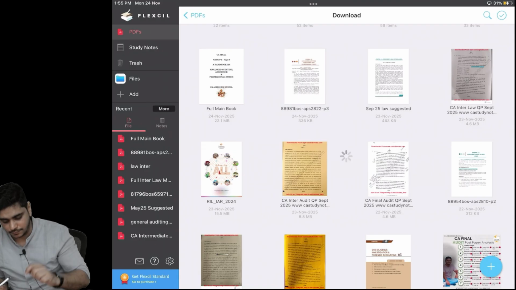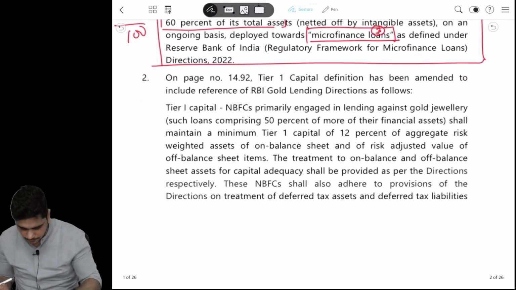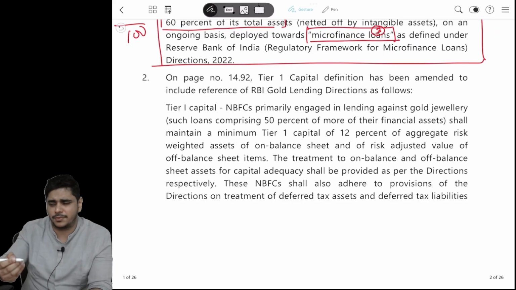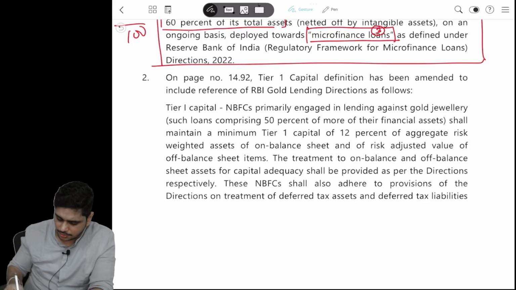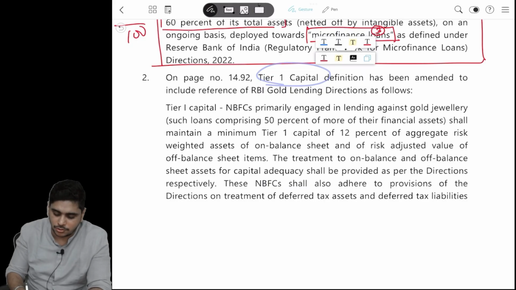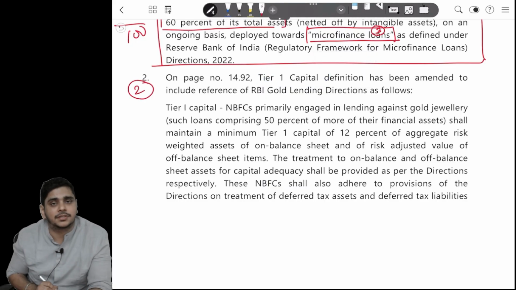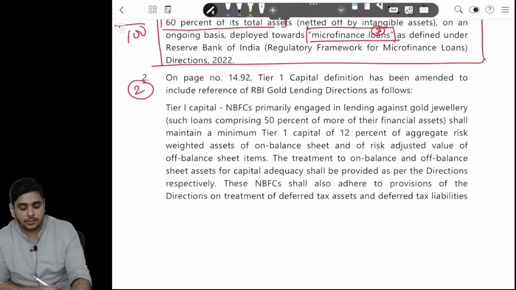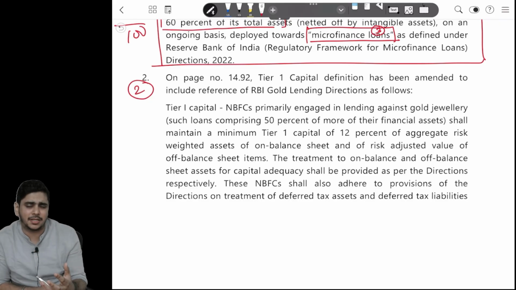Second, if you have studied from some other teacher, do the marking in that teacher's book. You remember there was a calculation of tier 1 and tier 2 risk weighted assets? We calculate the capital risk asset ratio where we calculate tier 1 and tier 2. As such, it's not an amendment, it's a clarification.